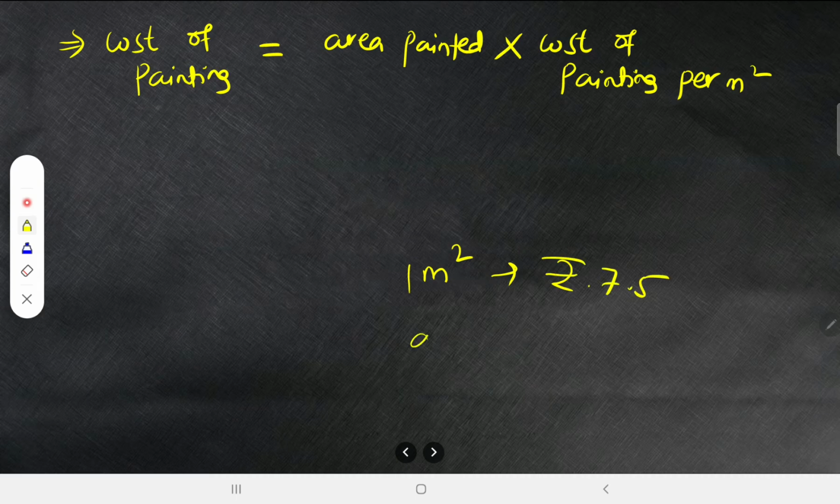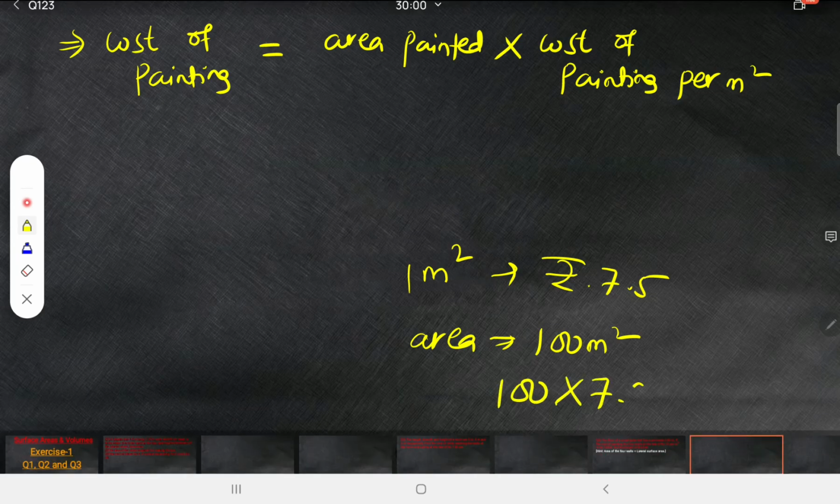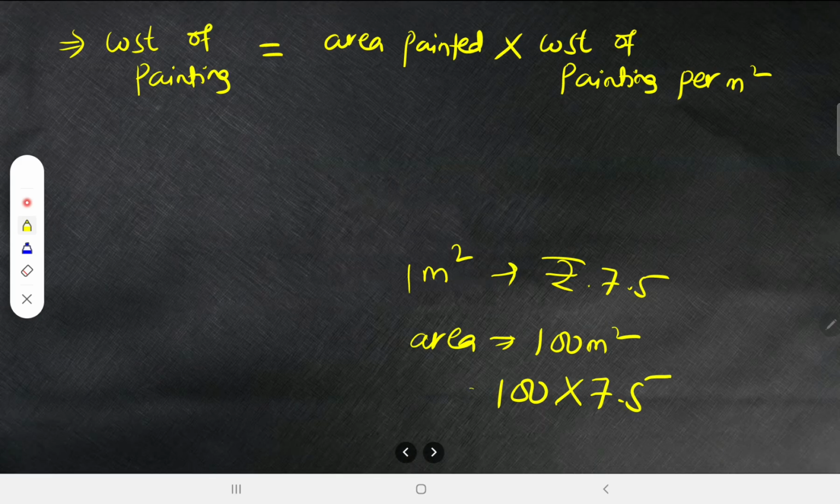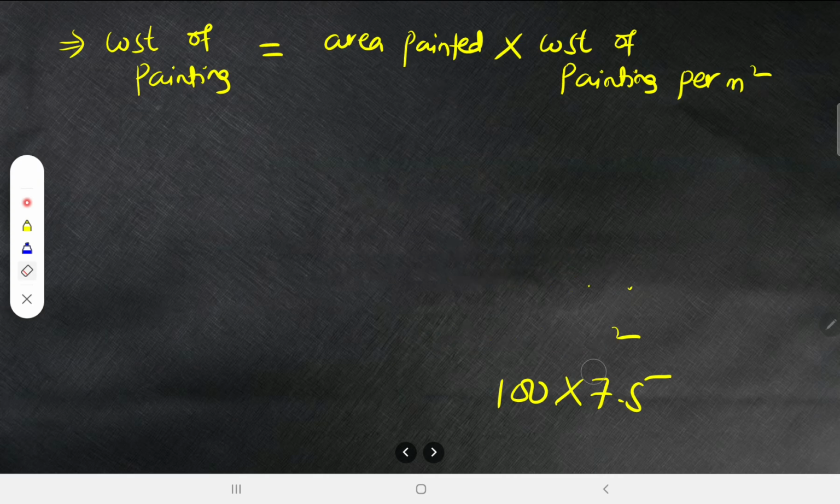All right, we got some area, no? For example, 100 meter square we got, means how we are going to calculate the cost, that is 100, that is area painted, into how many rupees we are paying per meter square. That's what I have written here. All right, I hope the concept is clear, whatever I have written there.